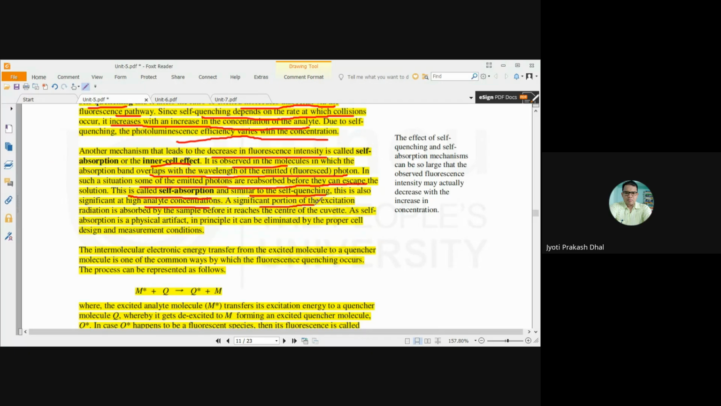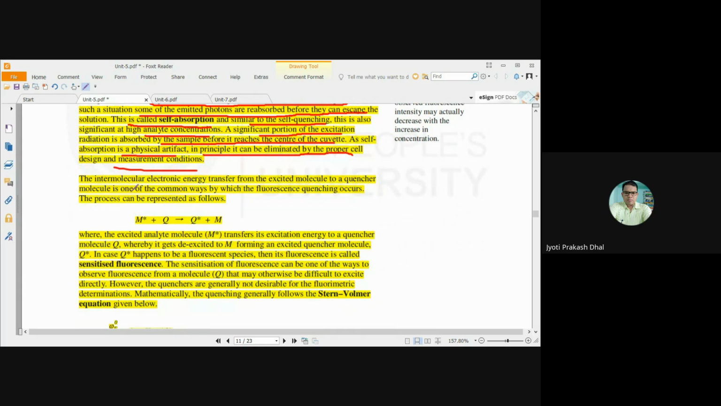A significant portion of the excitation radiation is absorbed by the sample before it reaches the center of the cuvette. As self-absorption is a physical artifact, the problem can be eliminated by proper cell design and measurement conditions. Now, the intermolecular electronic energy transfer from the excited molecule to the quencher molecule is one of the common ways by which fluorescence quenching occurs.